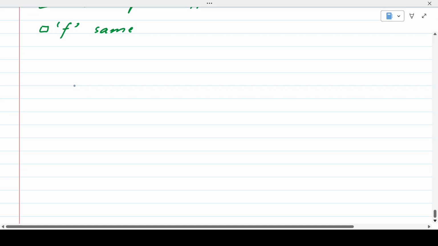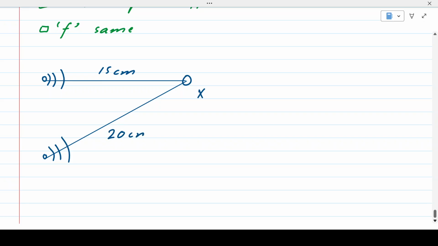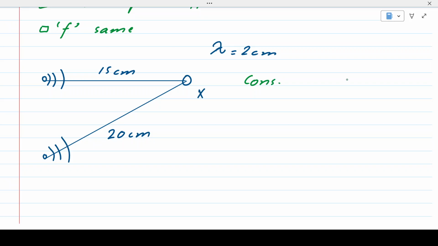At a given point, how do we know if constructive or destructive interference happens? For example, two waves meet over here. This is a point X. This distance is 15 centimeter, this distance is 20 centimeter, and the wavelength of the two waves is 2 centimeter. The wavelength is the same for both because the waves are coherent. At the point X, what interference takes place, constructive or destructive?